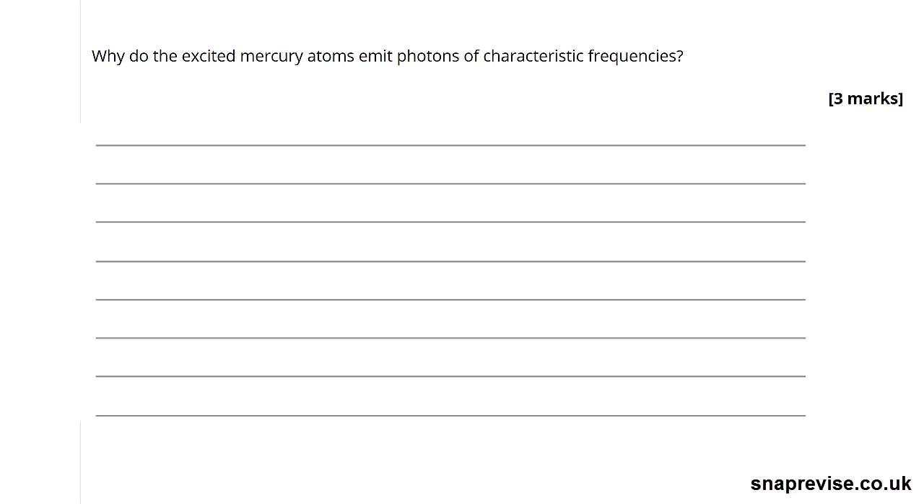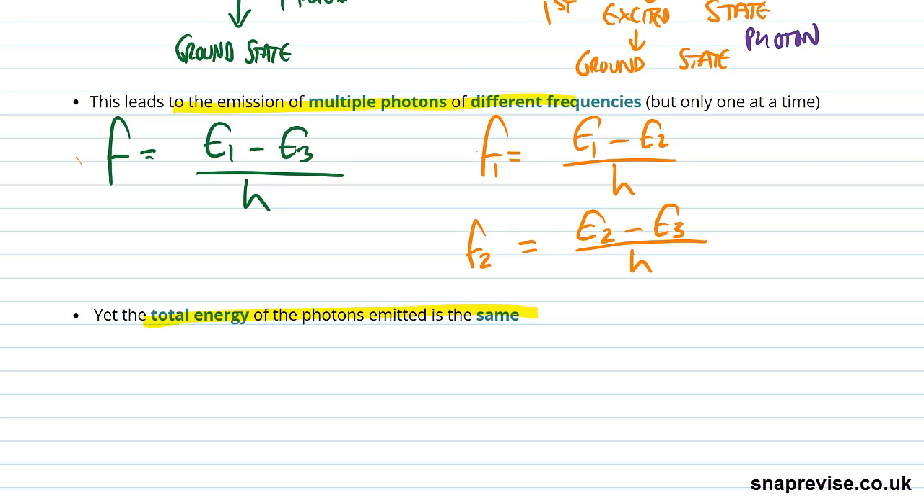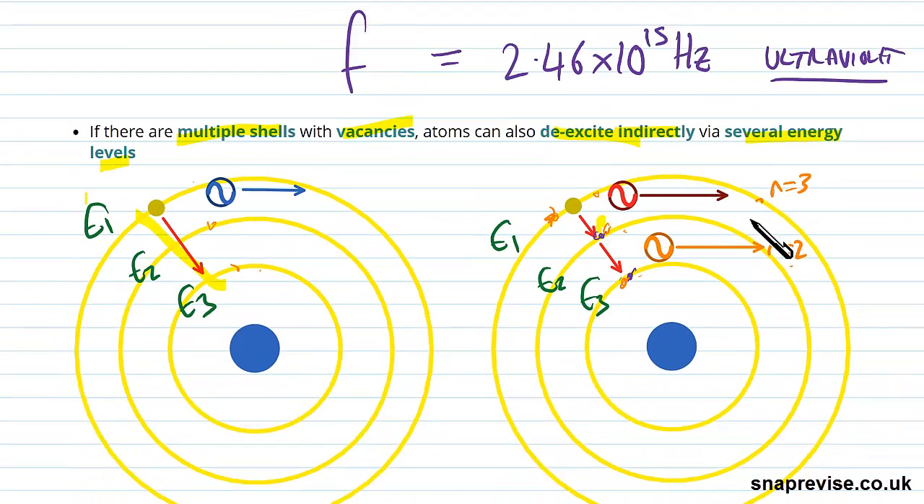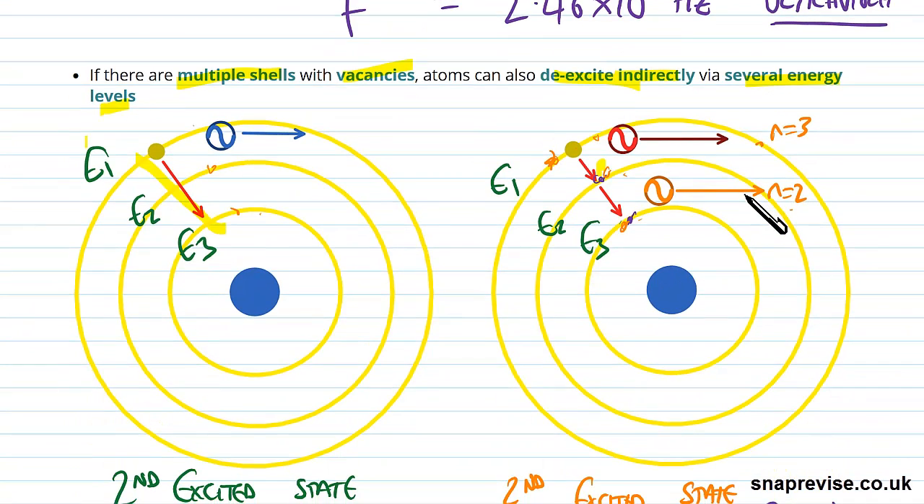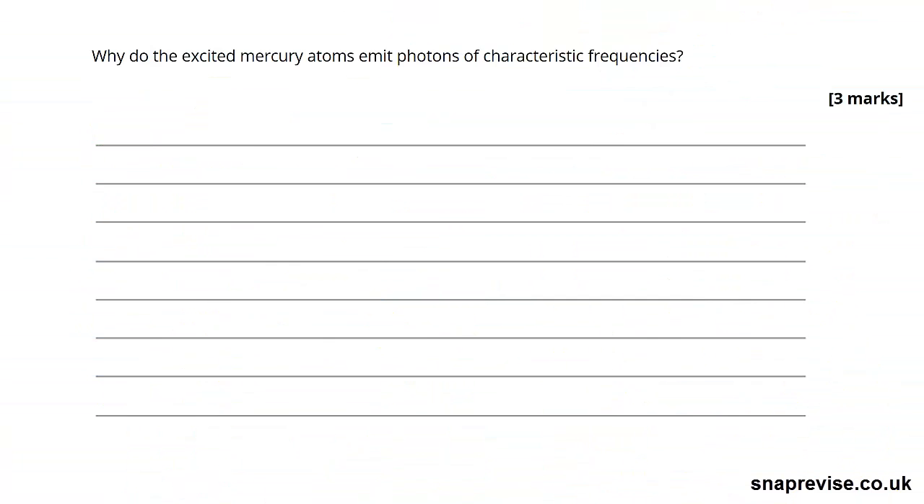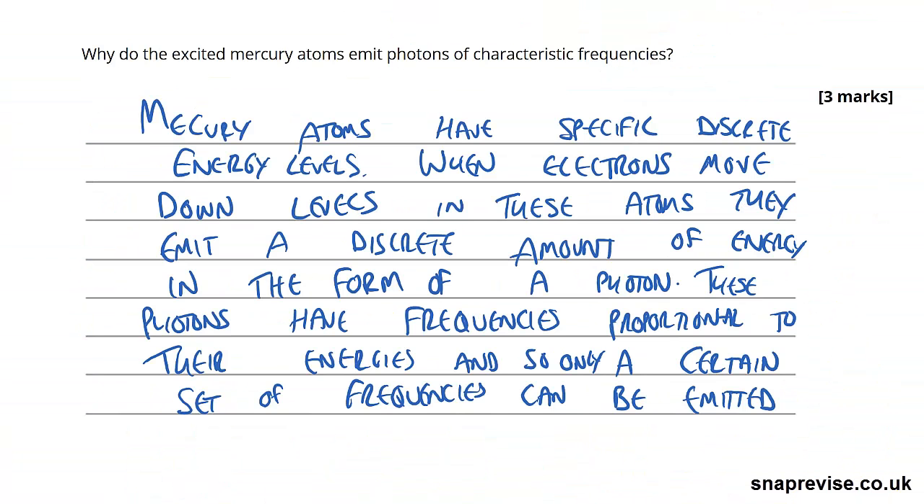Remember, that's back to what we were saying with de-excitations, the idea that atomic energy levels are fixed and discrete, so electrons can move between these energy levels, but when they do, they have to emit specific photons with specific frequencies. So we can write that down. Mercury atoms have specific discrete energy levels. When electrons move down levels in these atoms, they emit a discrete amount of energy in the form of a photon. These photons have frequencies proportional to their energies, and so only a certain set of frequencies can be emitted. And that's all they were looking for there.